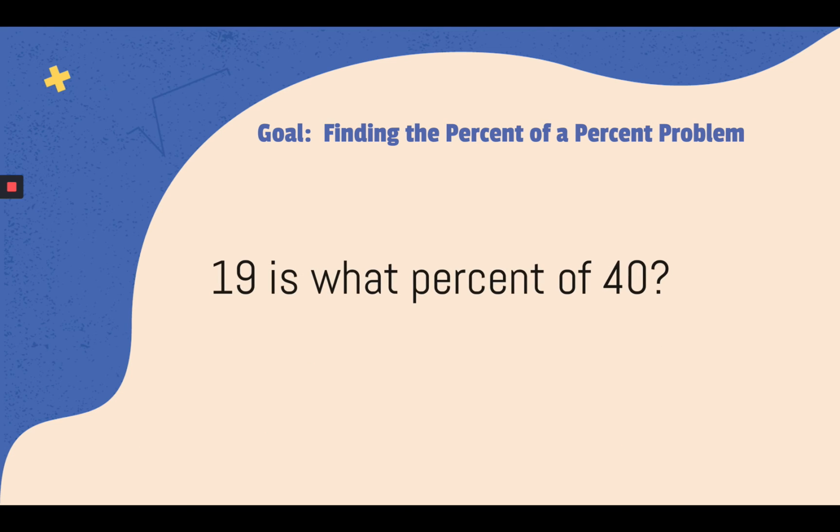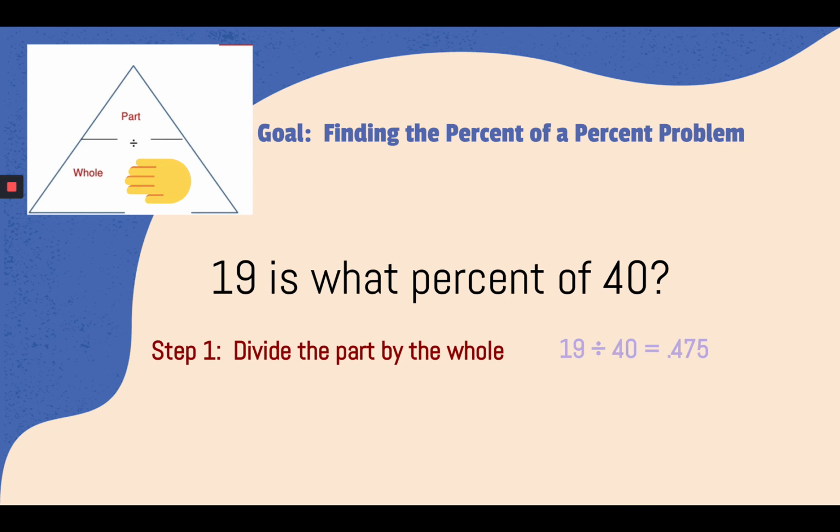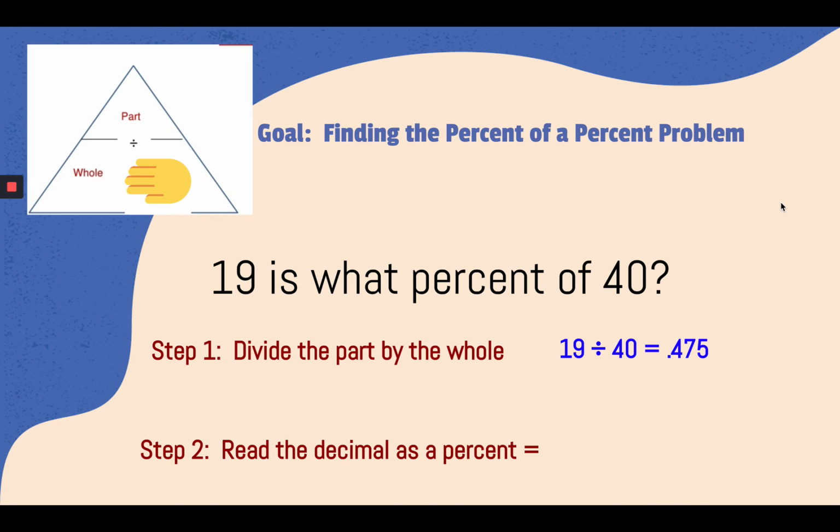Okay. 19 is what percent of 40? Part divided by whole. 19 divided by 40 equals 0.475. And then remember, you have to read that as a percent. That's a decimal. 0.475 is a decimal. You have to read it as a percent. So if you were to move it 2 places over, it'd be 47.5%. You always want 2 decimal places, so it's 47.5%.